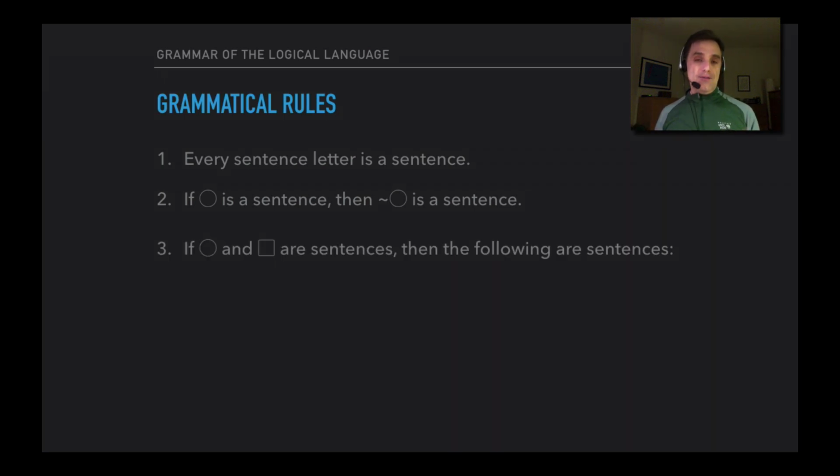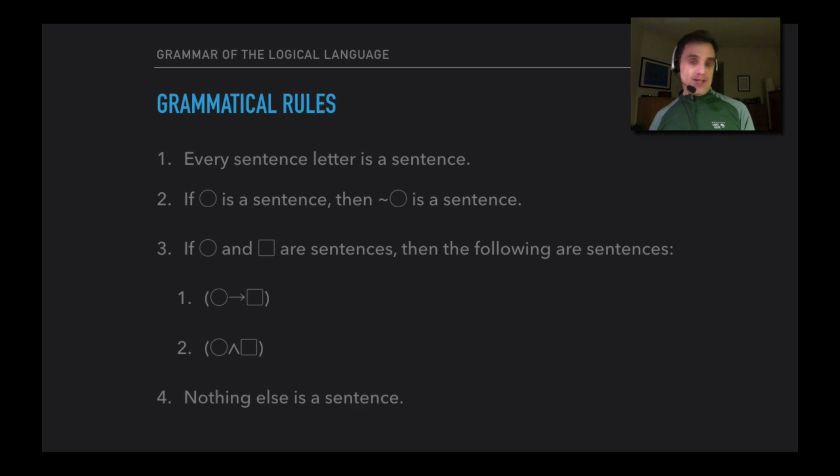Also, if you have two sentences, circle and square, then if you put parenthesis and then circle and then arrow and then square and then a parenthesis, you have another sentence. Or if you put parenthesis and then circle and then the wedge and then the square and then another parenthesis, then again you have a sentence. And nothing else is a sentence. So the only way you can get a sentence is by applying these rules, and that's it.